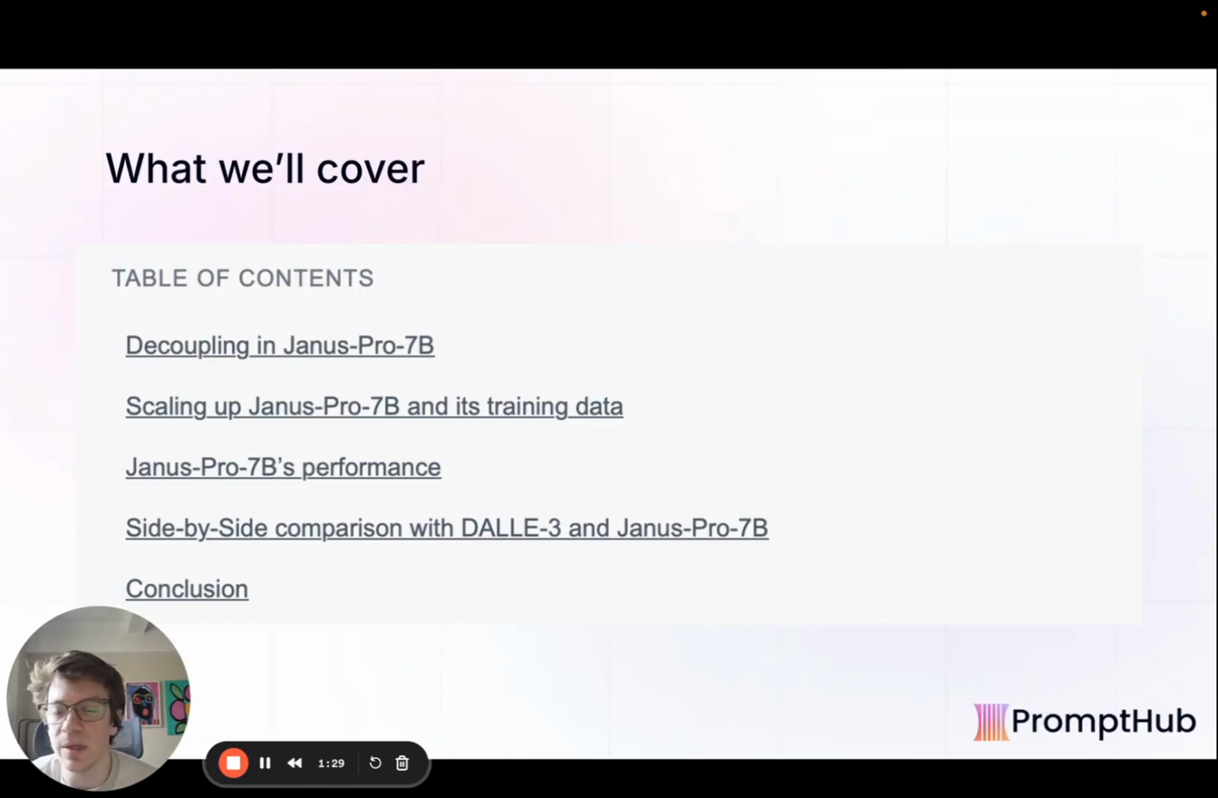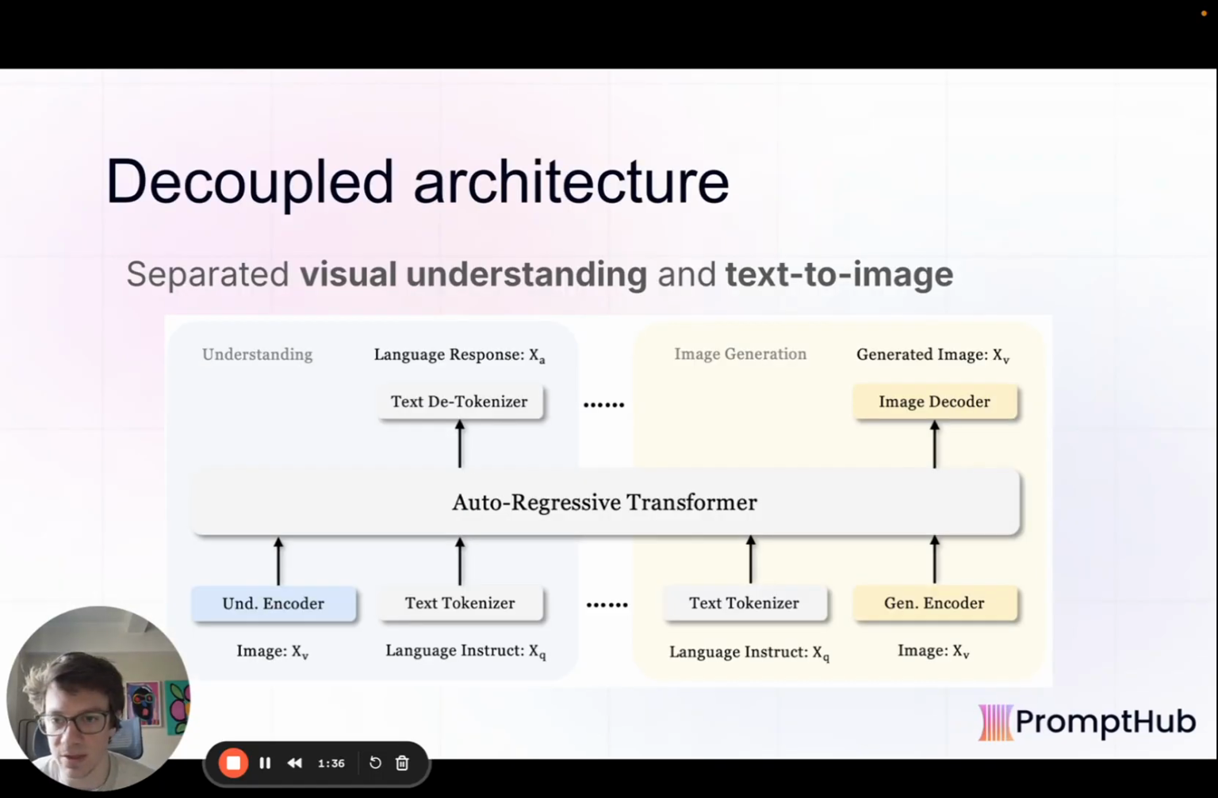So we'll do a little bit of architecture overview, the training process, we'll look at some benchmarks, and then we'll save the best for last. We'll go to the side-by-side comparison.